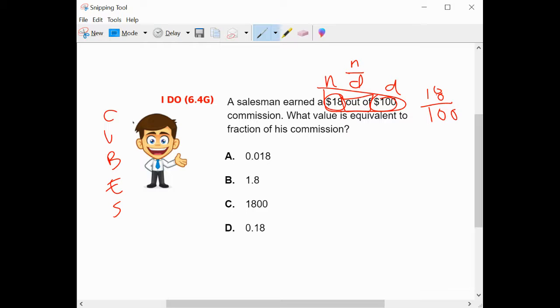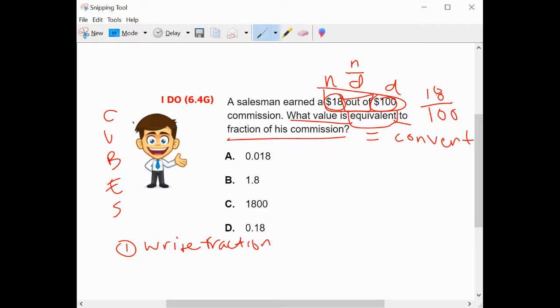It also says what value is equivalent to the fraction of his commission. I know equivalent means equal, but in this case, wow, I see a lot of decimals out here. So I'm going to make sure that I convert the fraction to a decimal. I'm going to write the word convert. Sometimes he even asks me about percent, so I should probably do that too. Okay, so we know my first step is always to write the fraction.